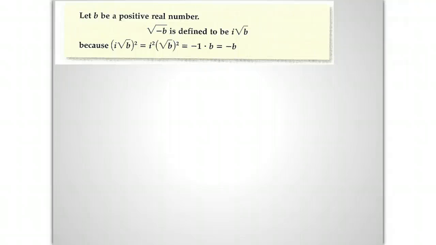Well, we're going to define the square root of negative numbers in the following way. We're going to define the square root of negative b in terms of complex numbers to be i times the square root of b. Remember, i squared is equal to negative 1, because i times the square root of b, squared, is equal to i squared times the square root of b squared, and the square root of b squared is b, i squared being negative 1. We define the square root of a negative number to be simply the square root of that number, if it were positive, times i.